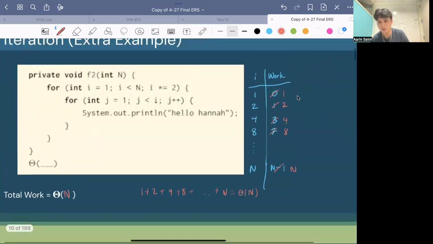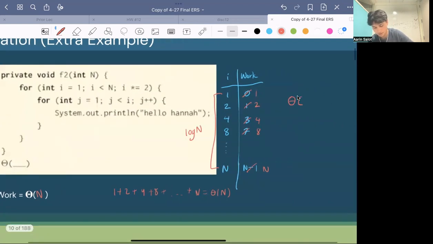And actually, just to be a little bit more specific, there are exactly log n items in the sequence, and we added 1 to every single one of them. So the actual amount of work that we've done is going to be n minus log n. And because this is a smaller factor, we can drop it out.